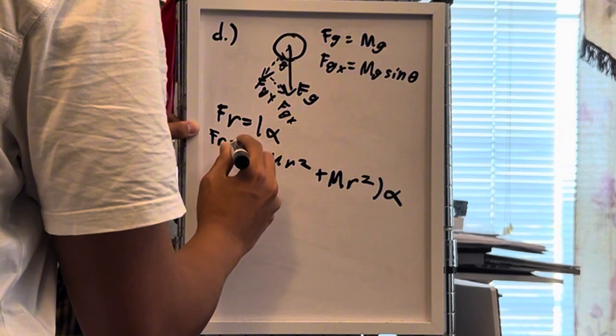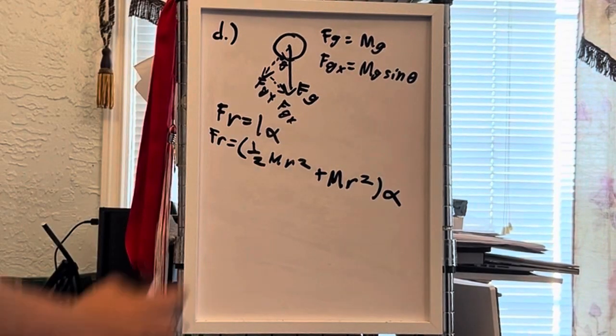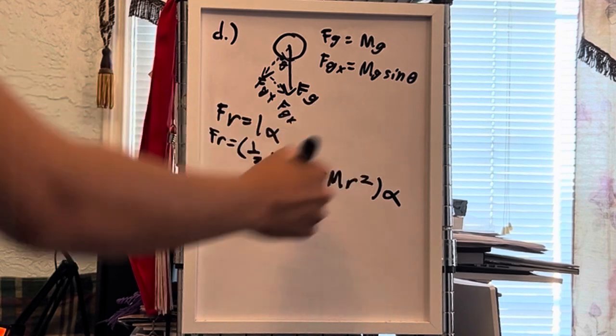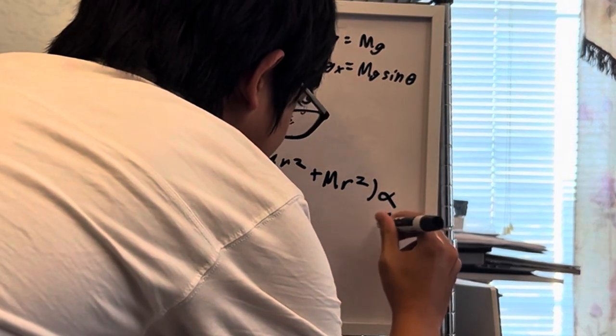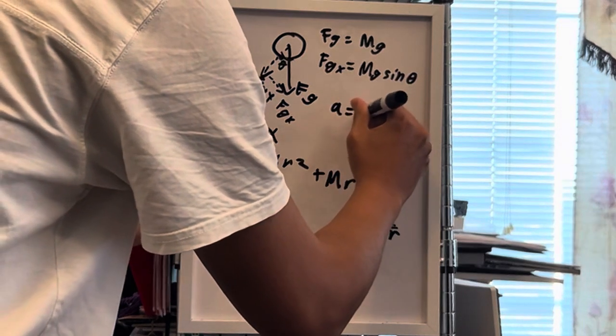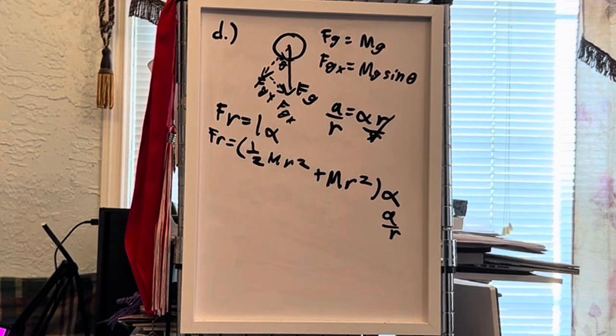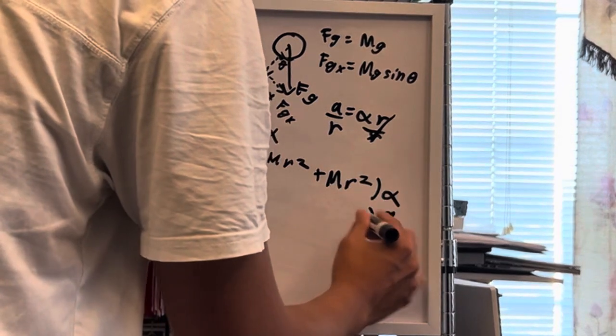But this time it's going to be the FGx. I'll rewrite that later. So I have FR is equal to this times alpha. Alpha changes into A over R. Translational, as I established, is equal to alpha times R. So I divide R both sides. A over R is equal to alpha. So that's what that's going to transform into.